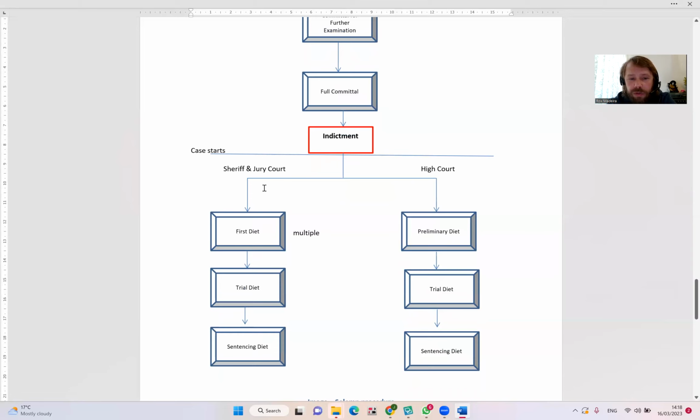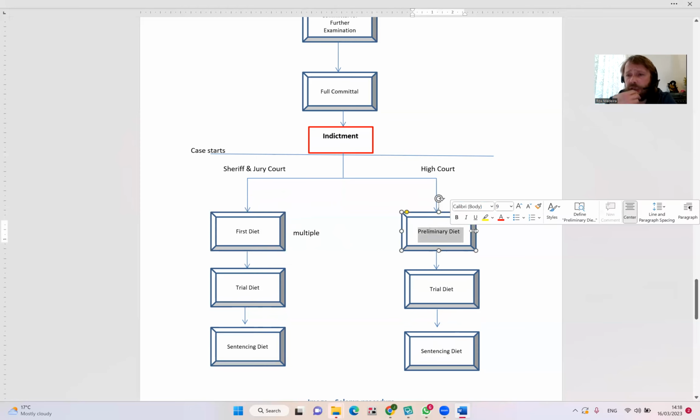So in a sheriff and jury court, you would have a first diet, and then a trial diet and a sentencing diet. In the high court, you'd have a preliminary diet, and then a trial diet, and then a sentencing diet. So what are these diets here? Well, the first diet, or the preliminary diet, is really just a procedural hearing, and it serves the same purpose in solemn procedure as the intermediate diet in summary procedure, more or less, in my experience anyway, where they look at the preparation stage of the case, and whether both parties are ready to proceed to trial, to make sure that when the trial starts, it goes ahead and is not adjourned.